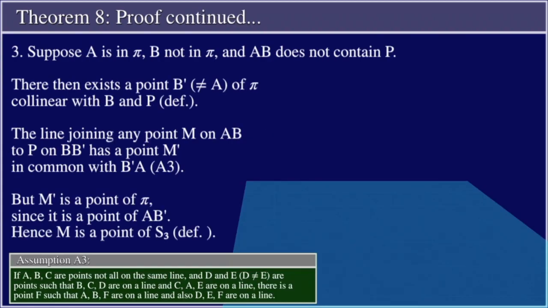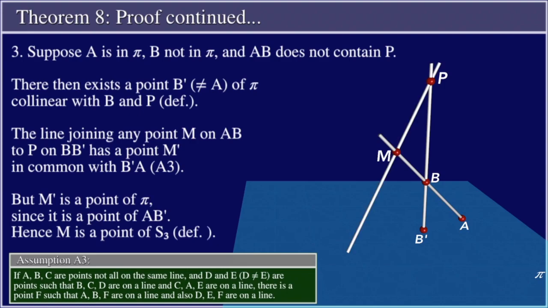3. Suppose A is in pi, B not in pi, and AB does not contain P, figure 10. There then exists a point B prime not equal to A of pi collinear with B and P by definition. The line joining any point M on AB to P on BB prime has a point M prime in common with B prime A by assumption A3. But M prime is a point of pi, since it is a point of AB prime. Hence M is a point of S3 by definition.